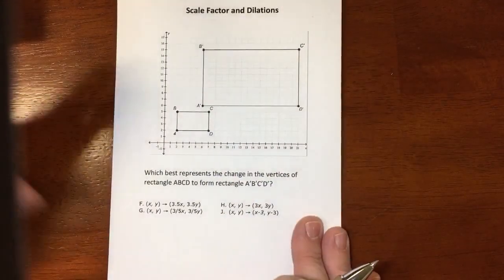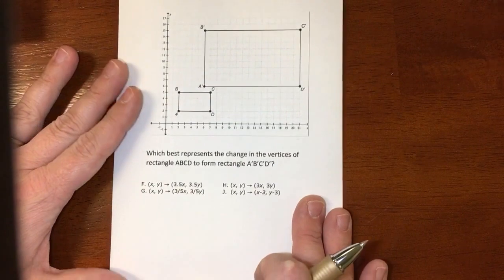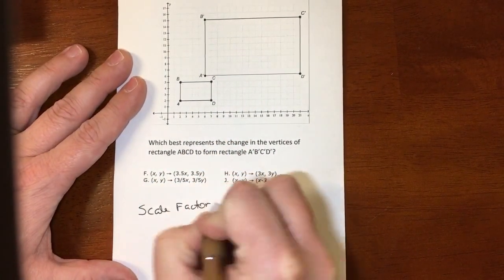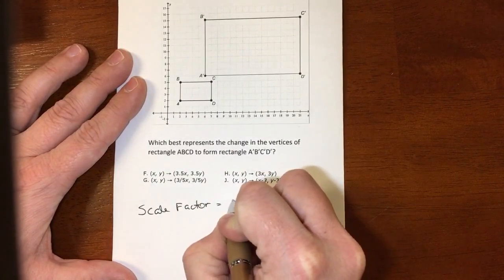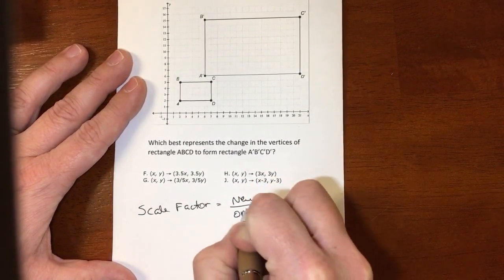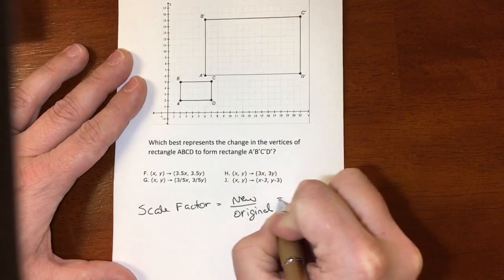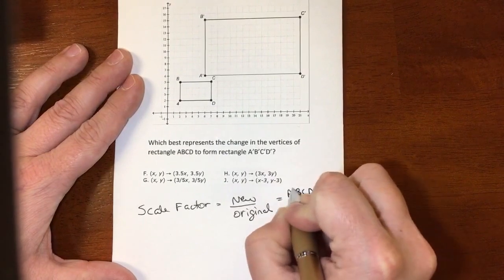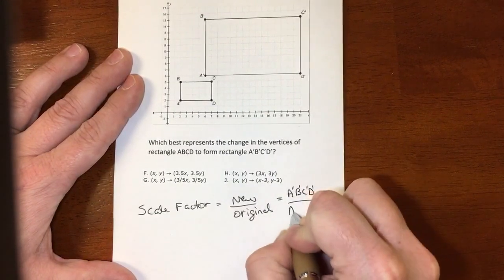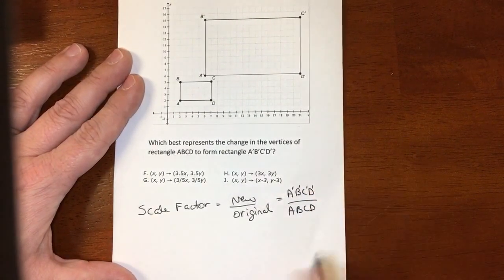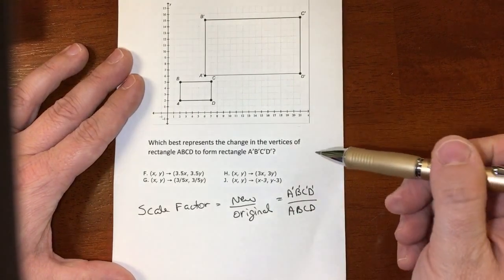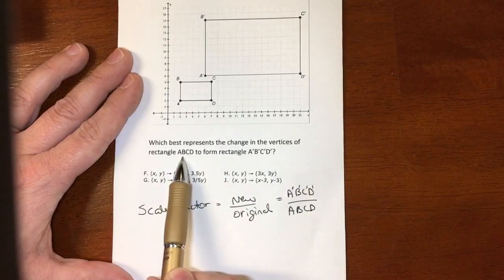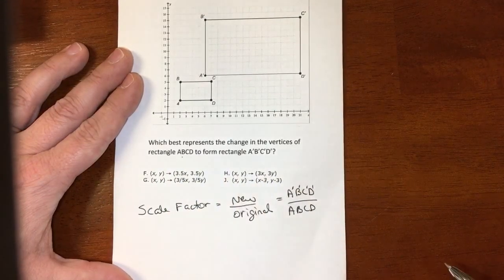All right, to review scale factor and dilations, we need to remember that the scale factor is a fraction made up of the new over the original. And the new is going to be the rectangle A'B'C'D' in this problem, and the original is just ABCD. So we want to know which best represents the change in the vertices of rectangle ABCD to form rectangle A'B'C'D'.